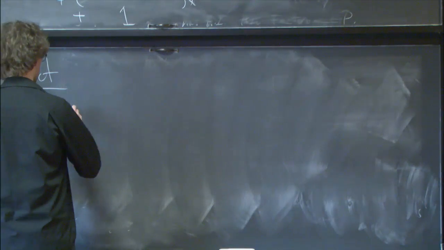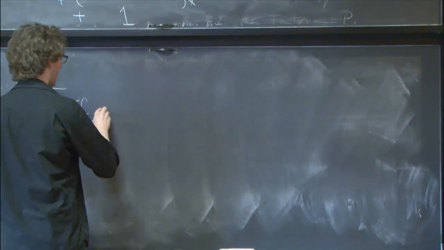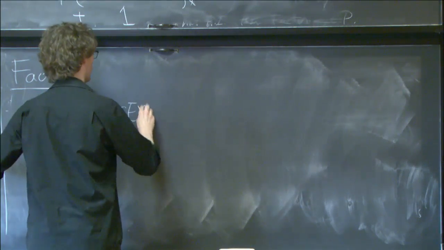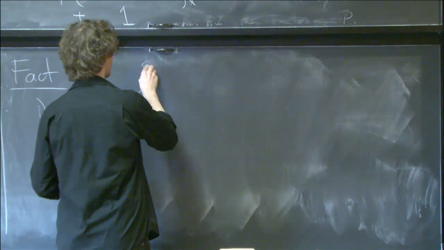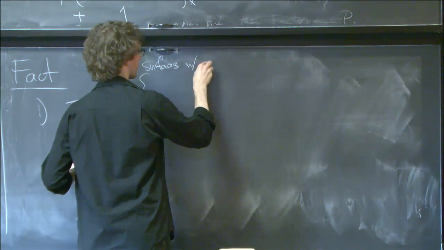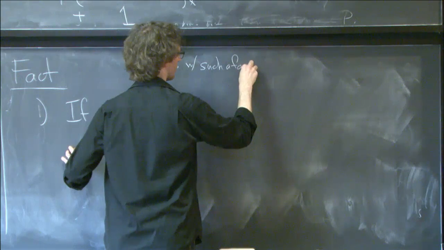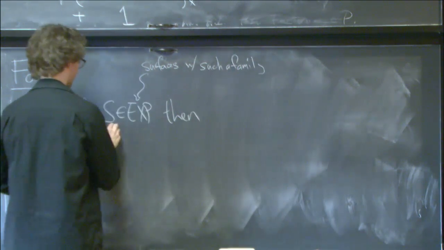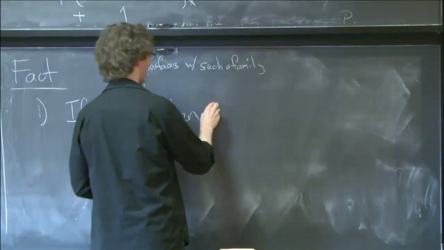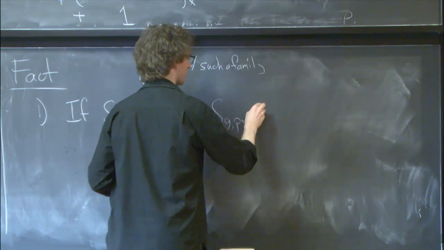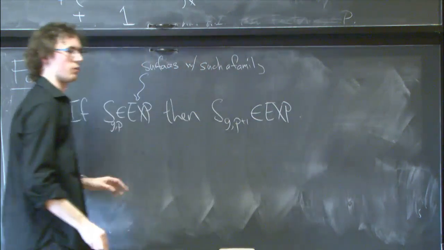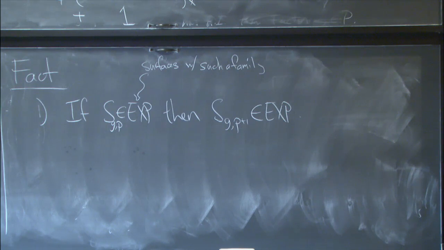So the first fact is that if S is in exp, which is going to be the set of surfaces with such a family, then, sorry, I should have put this in: if S_{G,P} is in here, then in fact S_{G,P+1} is in exp as well. And this is very handy because this has already filled out all of these rows off to the right. Okay. So if we're going to fill out the rest of the table, we better do something of higher genus.